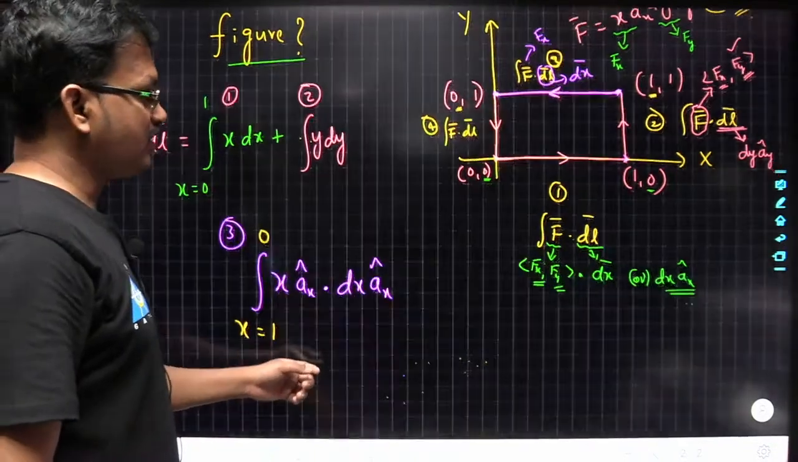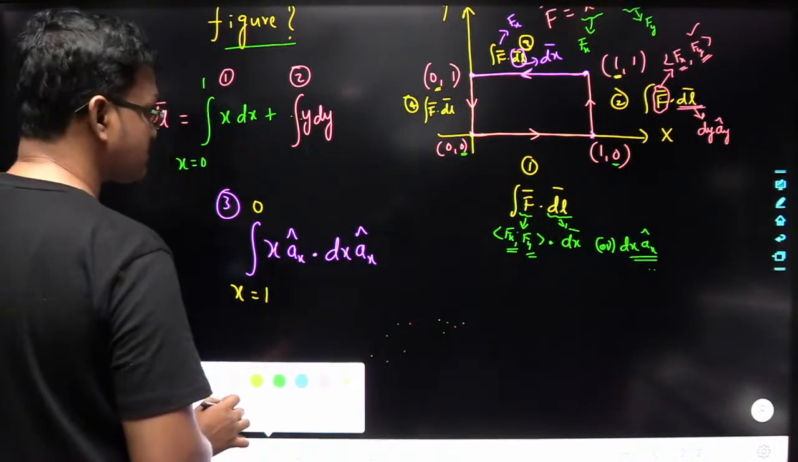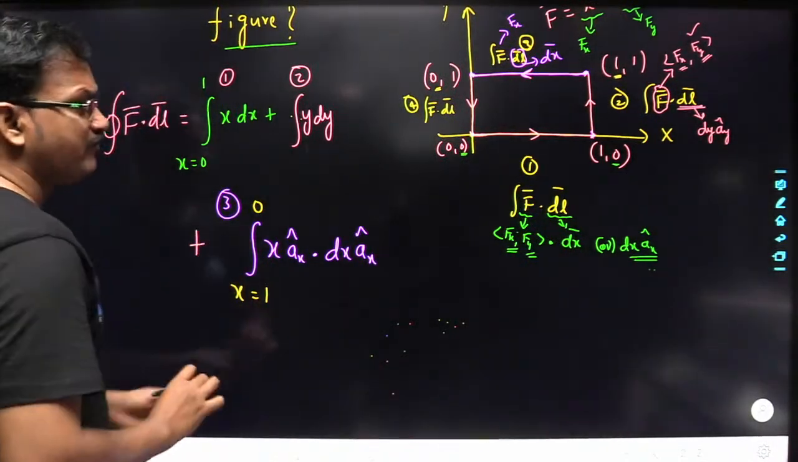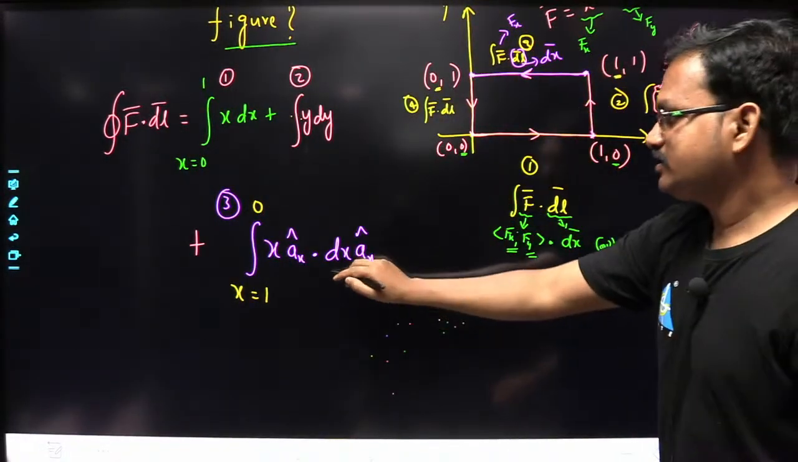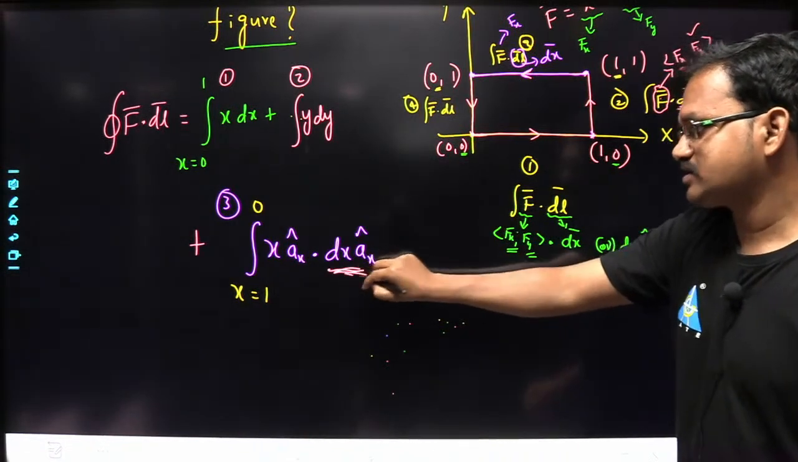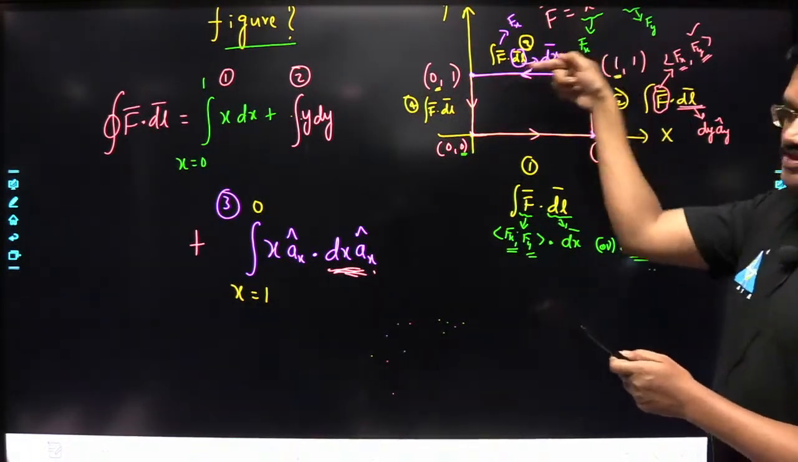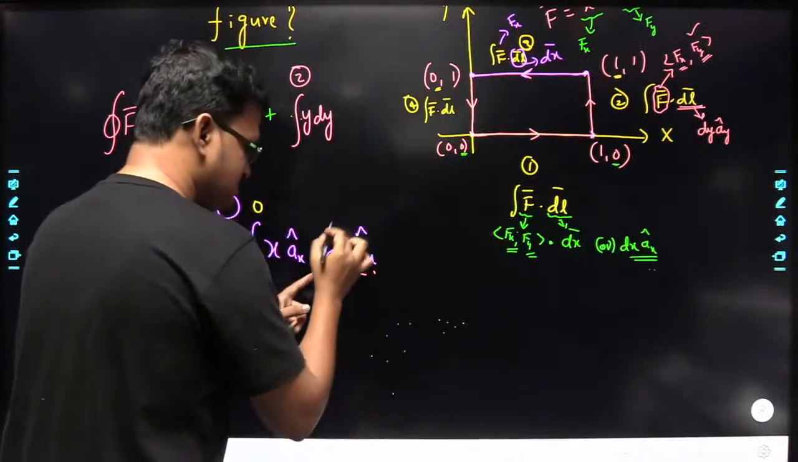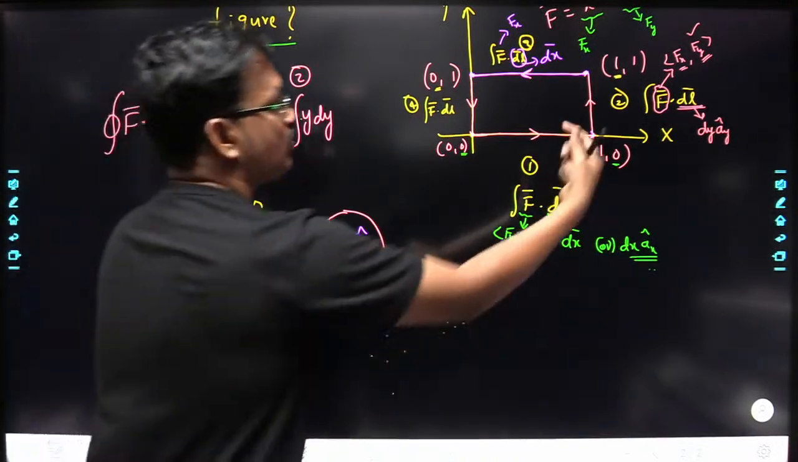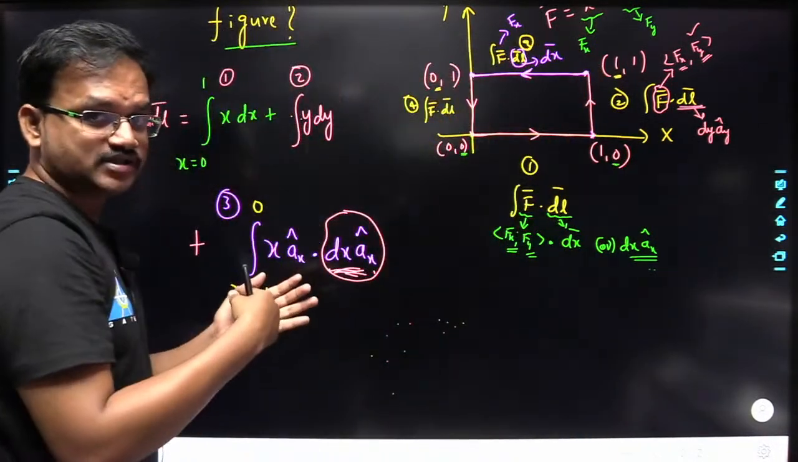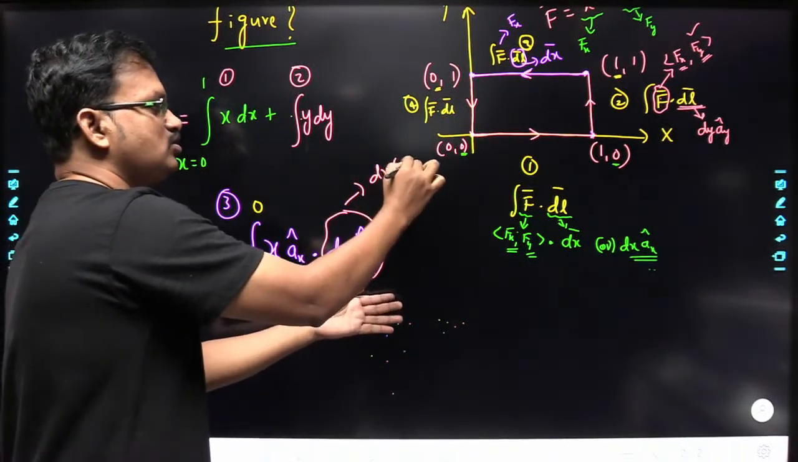See here, whenever you are doing this integration, most of the students will do it wrongly. Generally, whenever you are doing the integration along this length, they will consider this dx as what? They will consider this dx as dx into minus ax cap, because you are moving in the negative x direction now. So that's why they will consider this dx ax cap as minus dx ax cap.